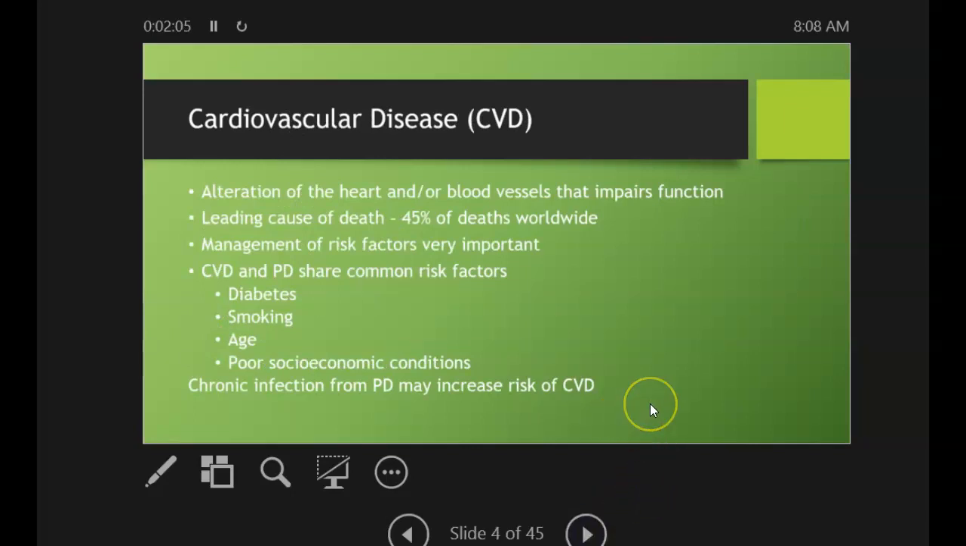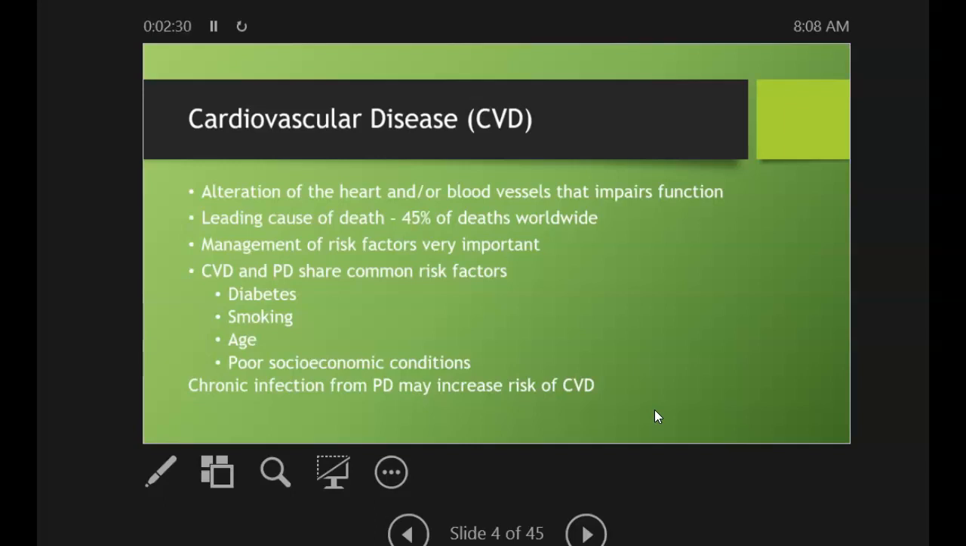So alterations of the heart and or blood vessels that impair function is the definition of cardiovascular disease. It can manifest itself in several different ways. It's the leading cause of death worldwide and in the United States. It's 45% of deaths worldwide though. Management of risk factors is really the most important thing.